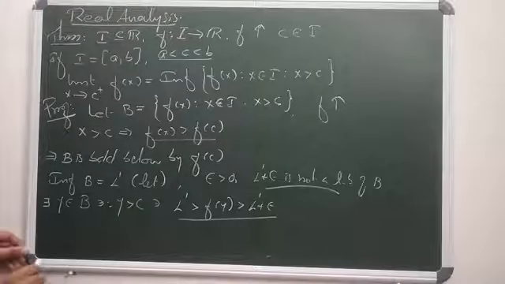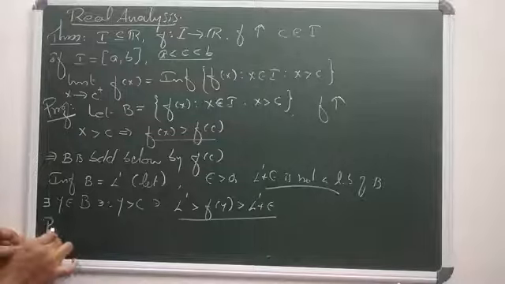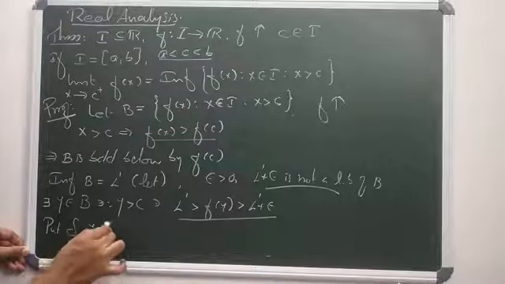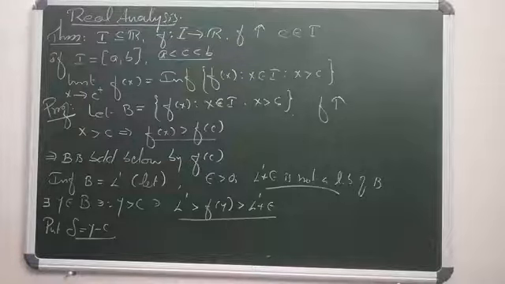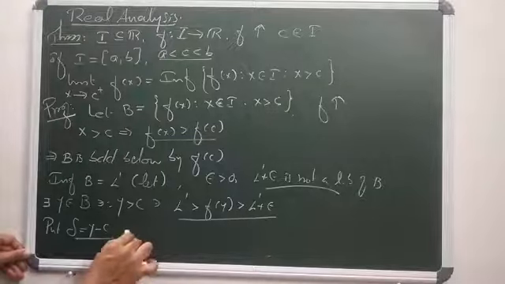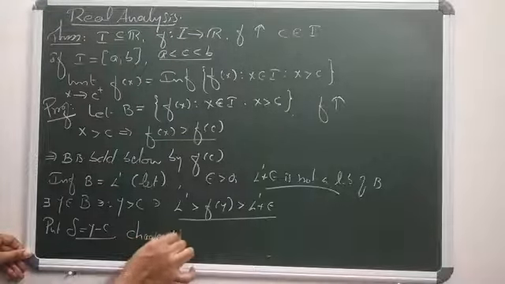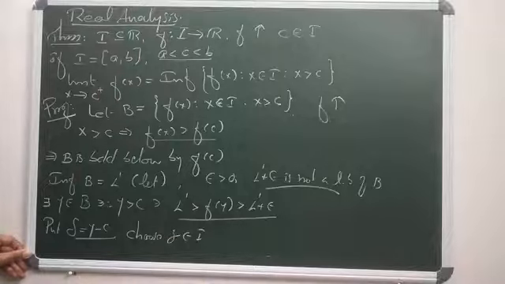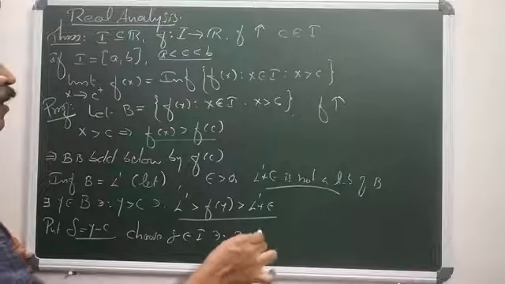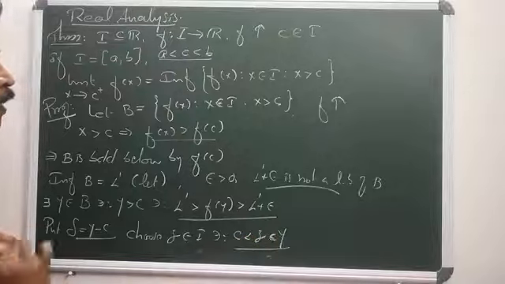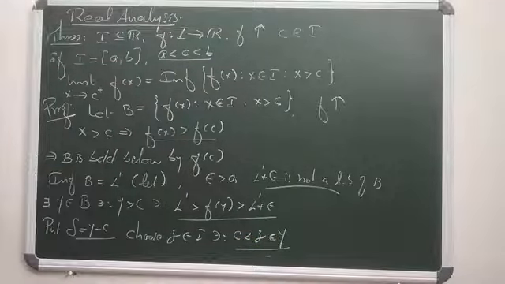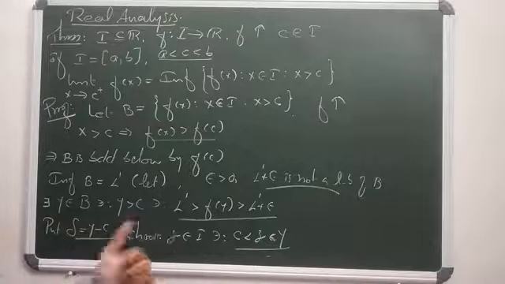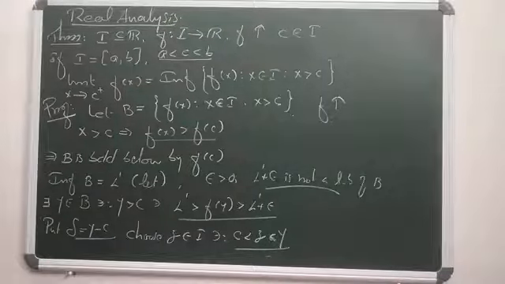So put delta equals y minus c. In the previous case we put delta equals c minus y. Here put delta equals y minus c. Choose z such that c is less than z is less than y. What is I? I is the closed interval [a, b]. And c is not an endpoint of I, meaning c lies in between the endpoints a and b. So you can choose z with c less than z less than y.